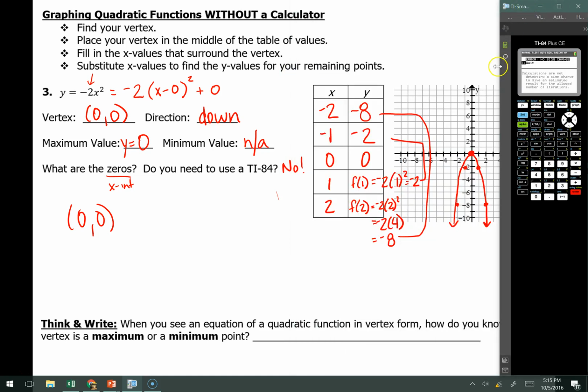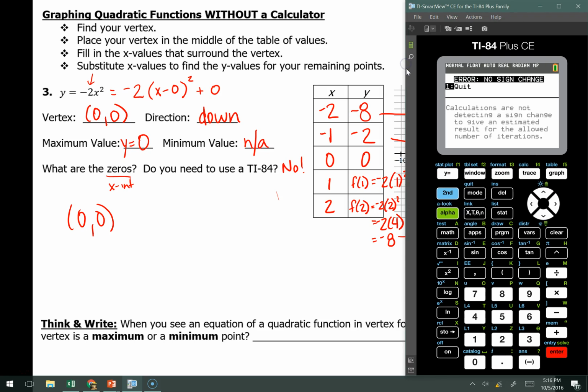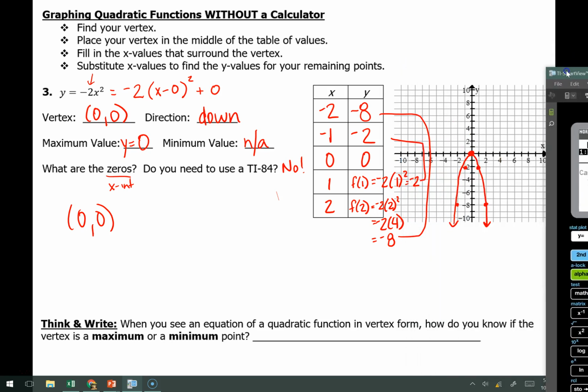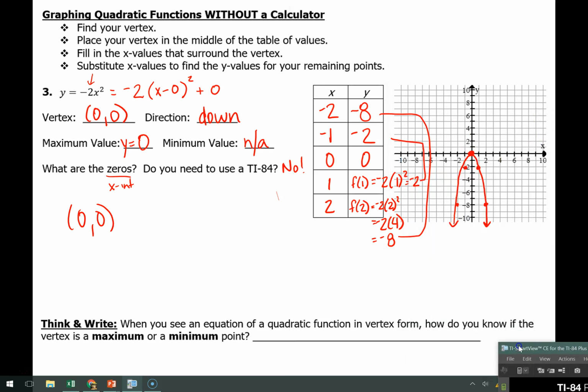I'm going to have to look at why that's behaving funny. On your calculator, that should work without problem. I'll look at that and get back to you guys in class if you have questions about second trace.